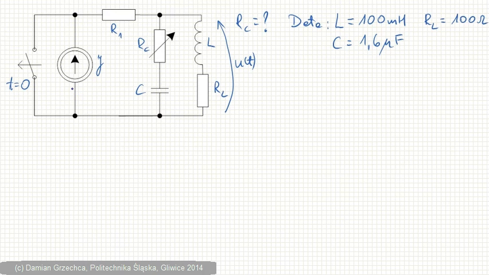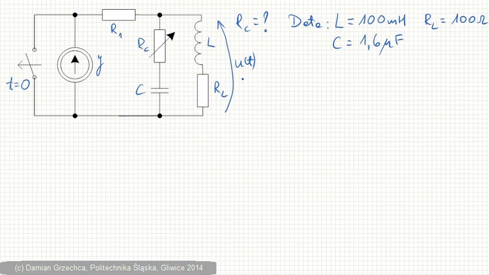Before the switching event, the current flows in the left loop. And after the switching event, the left loop is opened. Here we have a break, so the current flows and supplies the right-hand side circuit. In order to calculate voltage u(t), we have to convert the whole system into the S-domain.